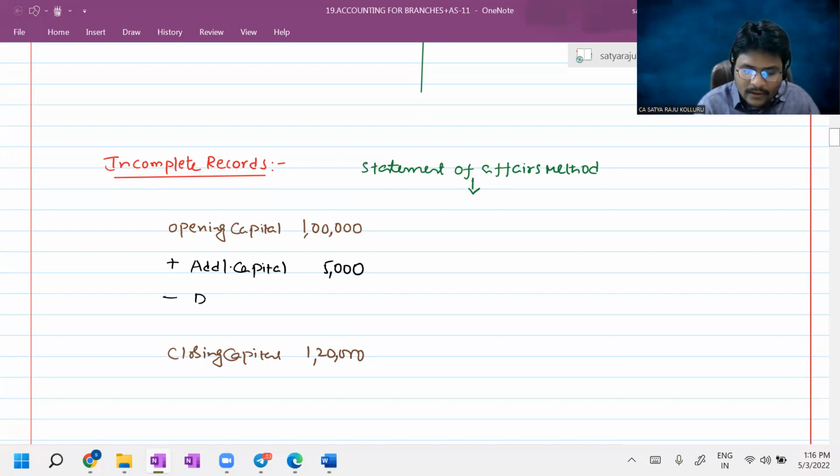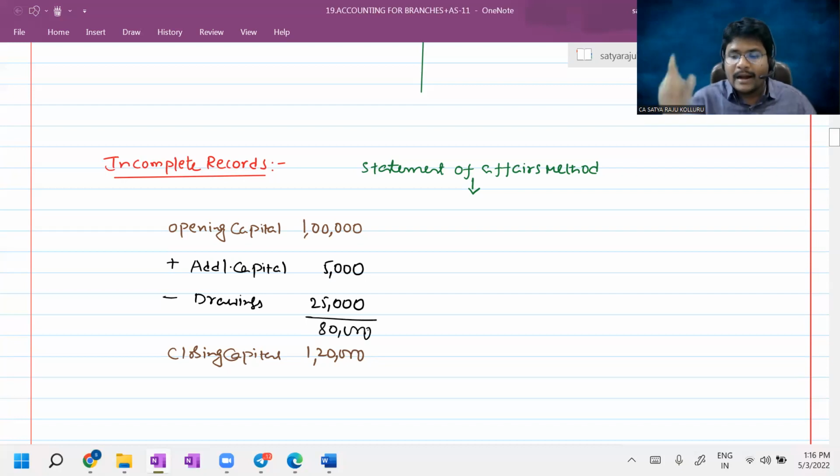Let us assume the current year drawings, because due to the drawings, capital is going to decrease, right? Let us assume the drawings are 25,000. That means opening capital 1 lakh plus additional capital 5,000 is 1 lakh 5,000, minus drawings 25,000. Then the closing capital should be equal to 80,000. But the actual closing capital is how much? 1,20,000. Then what is such difference? Again, such difference is the profit for the current period.